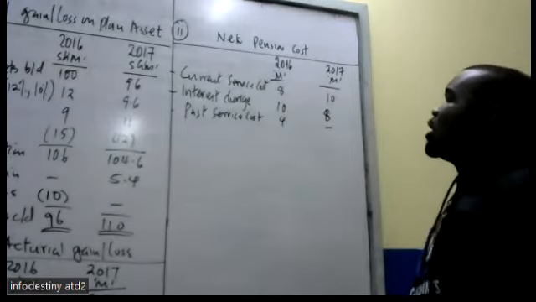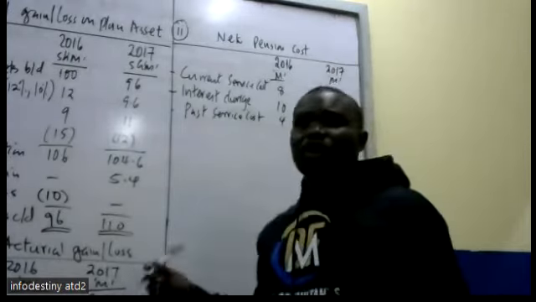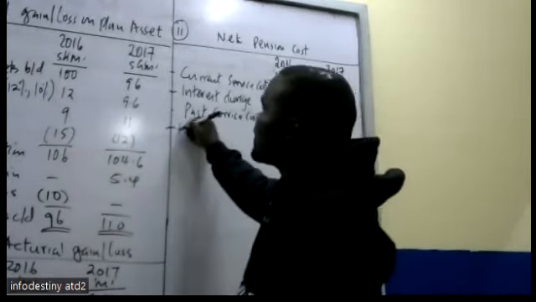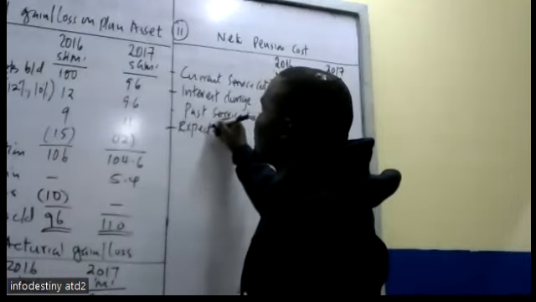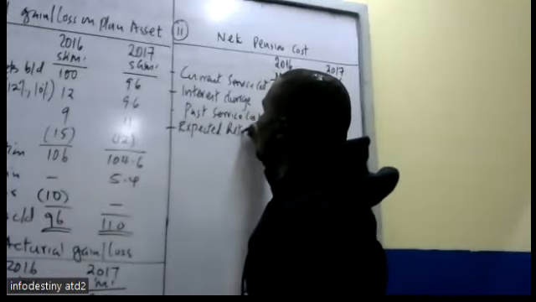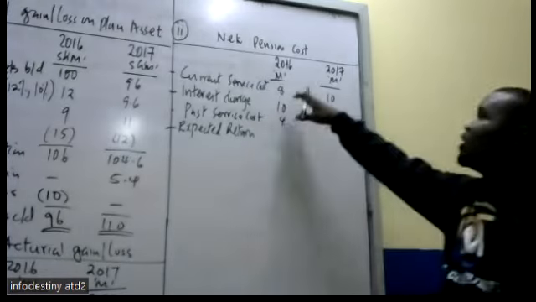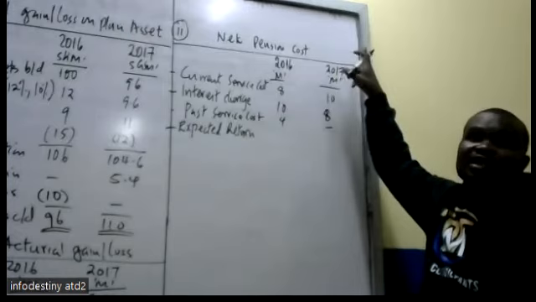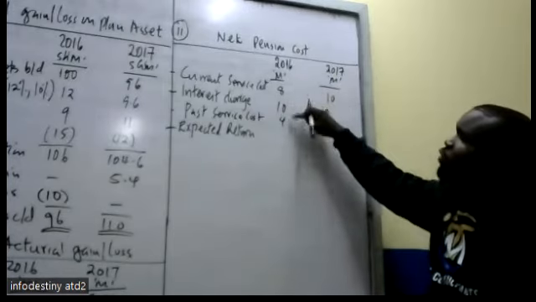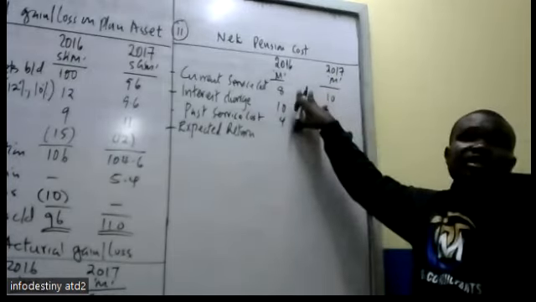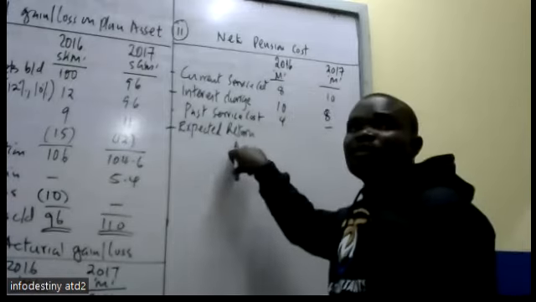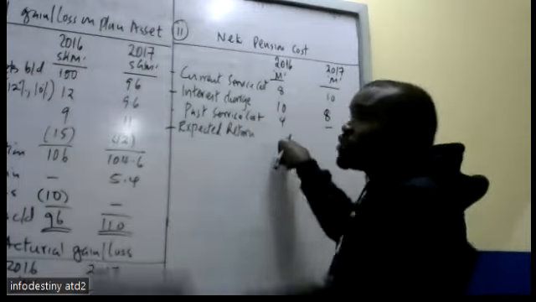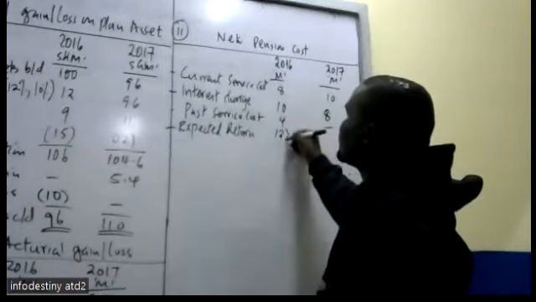Then the actuarial, this one comprehensive. There is expected return. So expected return, check here. The examiner wants the net pension cost. So all these 1, 2, 3, these are costs. But expected return is an income. So utilize this income to reduce the expenses. So the returns here is 12.